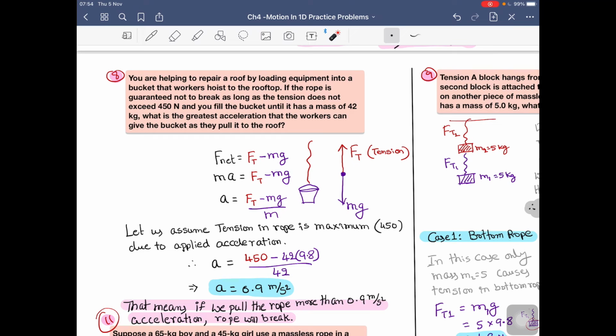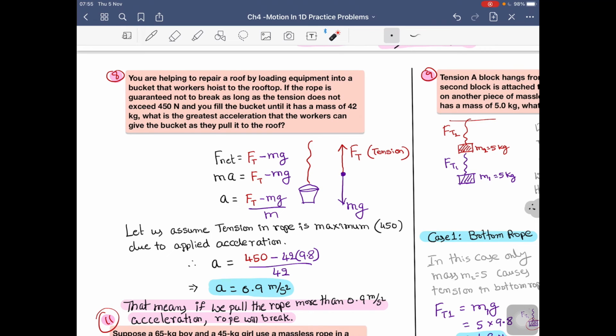Therefore, from this equation we can find the acceleration. That's what they ask us. But let us take Ft as a maximum, 450 newtons, which means the rope can handle tension only up to 450 newtons. So if you take the maximum tension value, you are going to see the maximum acceleration you can apply. From this calculation I got an acceleration of 0.9 meters per second square.